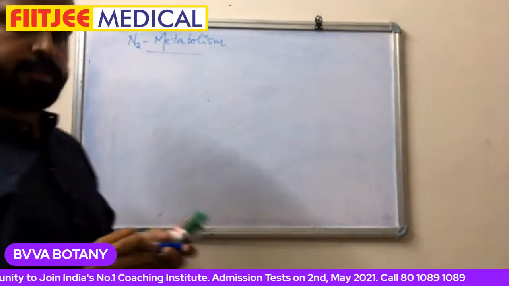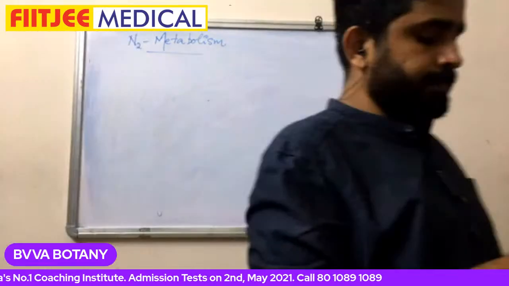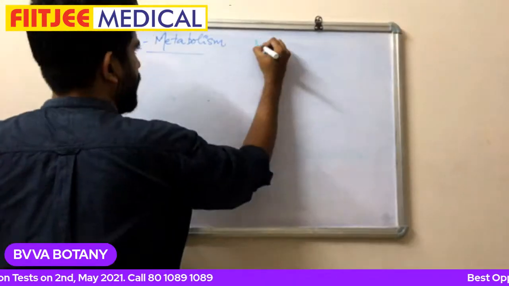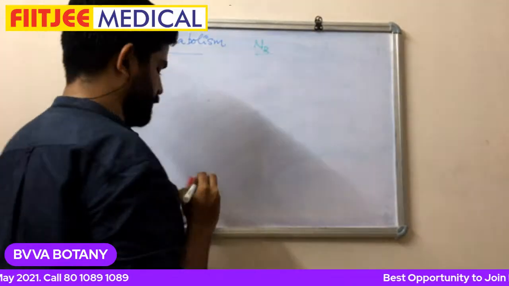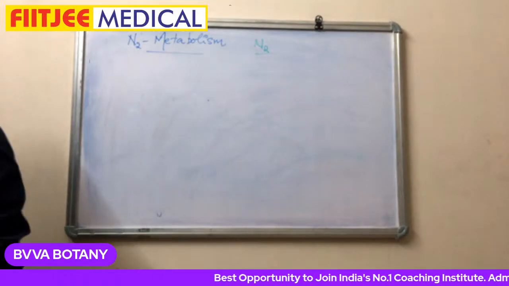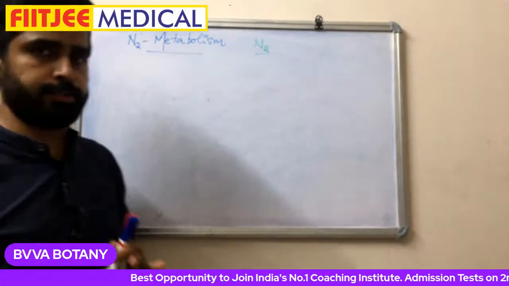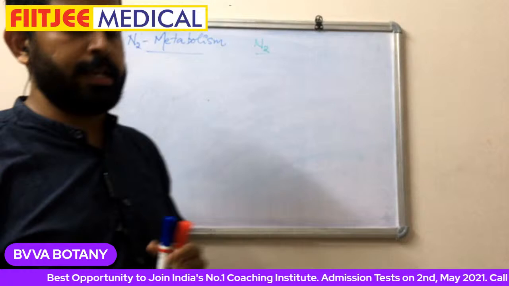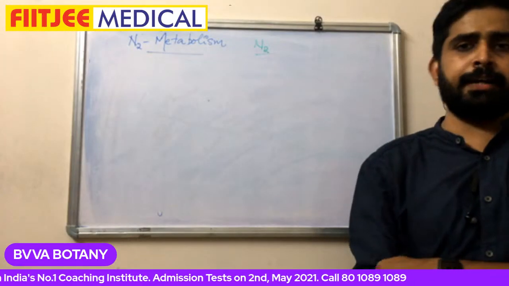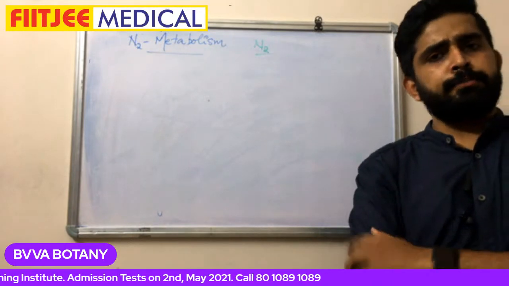Nitrogen metabolism. Now nitrogen is found in the atmosphere, around 78, 79% of it is present. But even though nitrogen is present, it cannot be taken by the plants directly.